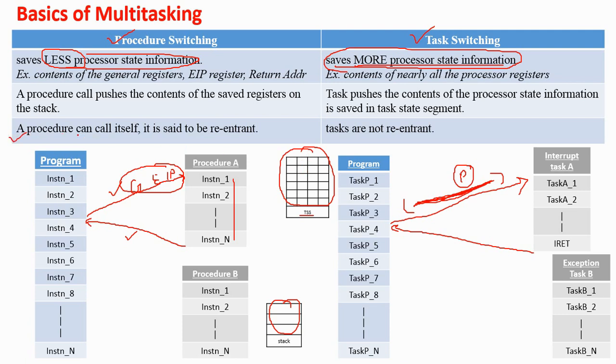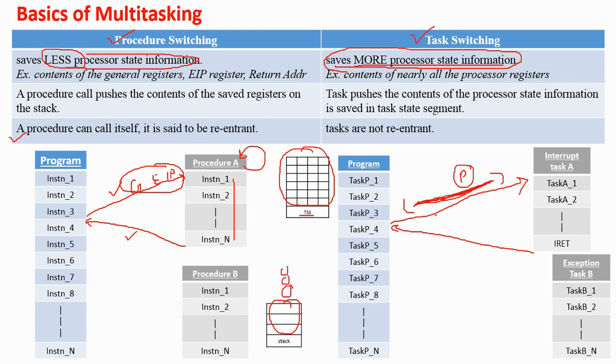Now a procedure can call itself. It is said to be re-entrant, meaning the same procedure can be called again and again. So whenever the same procedure is being called, the context related to the same task will be saved again and again.